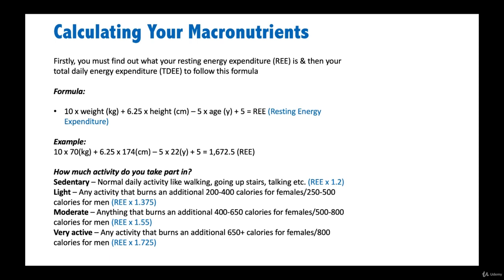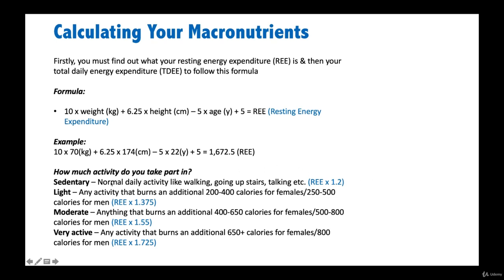So there's 4 different categories: sedentary, light, moderate, and very active. And depending on which one we choose, the higher the amount of calories you're going to burn. So for example, a sedentary, a normal daily activity is literally going to be like walking, going up the stairs, talking, etc. Not doing much, but just doing the basics.